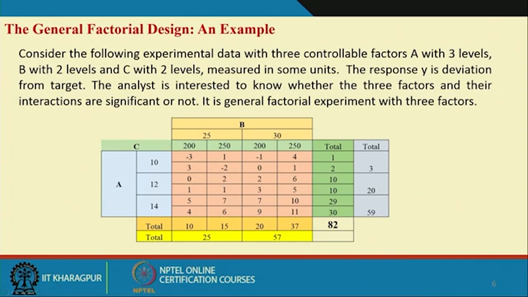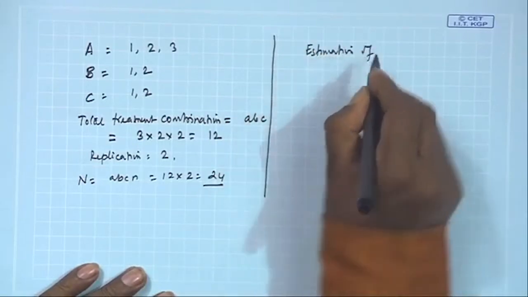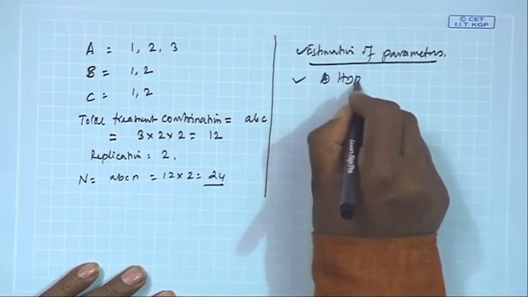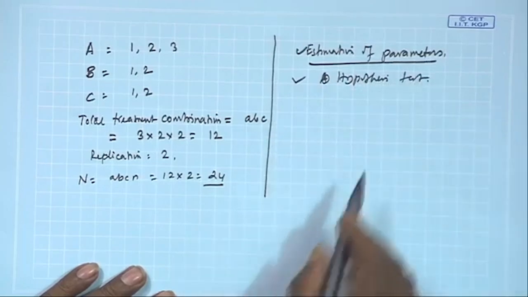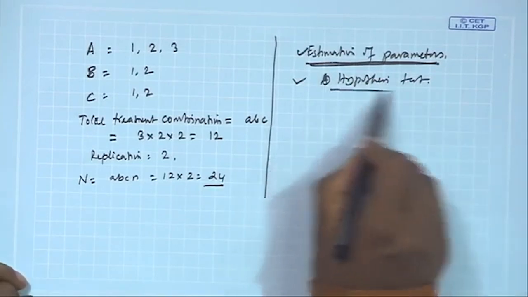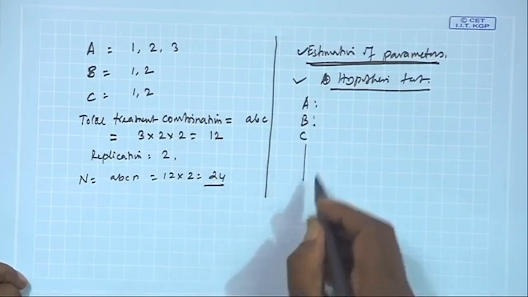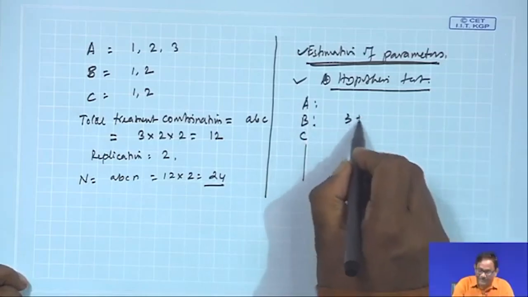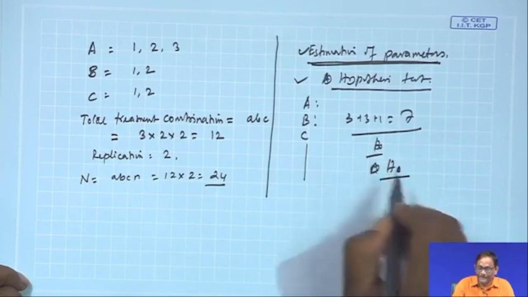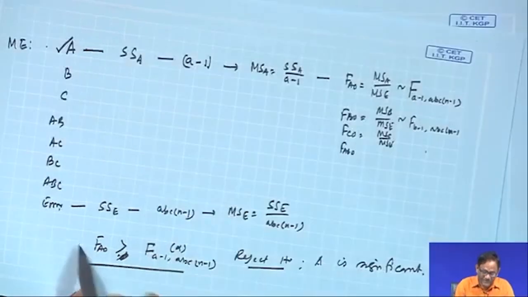So, what we want basically, our job will be twofold. One is estimation of parameters, and the second one is hypothesis test. Estimation of parameters I have discussed earlier; in the same manner it will be computed. For hypothesis testing, there will be a hypothesis related to each effect: A, B, C, AB, AC, BC, ABC. That is 3 plus 3 plus 1, 7 hypotheses, H0 and H1 for each. Every hypothesis will be tested.